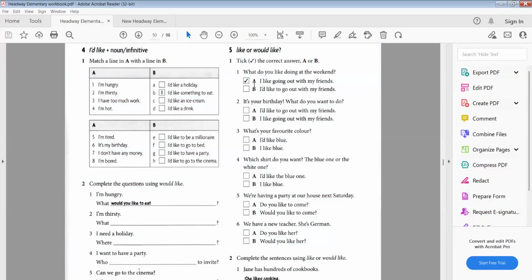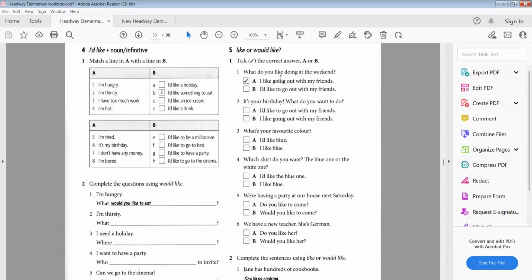Okay, so like and would like. Let's try to answer this question, and I just want you to answer number 2, just to know if you understand the question behind this answer. So, what do you like doing at the weekend? The answer is I like going out with my friends. The answer is not I'd like to go out with my friends. Why? Who can explain why?